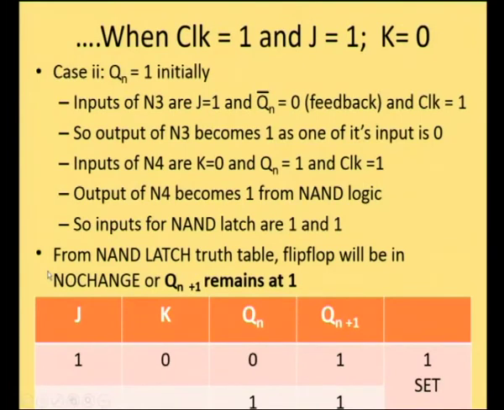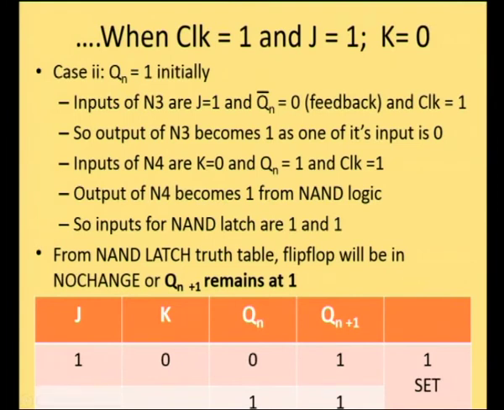When clock is 1, J equal to 1 and K equal to 0, at the same time Q equal to 1 initially. Inputs of N3 are J equal to 1, Q bar equal to 0, which is fed back from the output, and the clock is 1. So, you already know the output of N3 has to be 1 from the NAND truth table, as well as let us look at the inputs of N4. What are they? K is equal to 0, Q is equal to 1 and clock is equal to 1. Because one of the inputs of NAND gate is 0, you know the output will definitely become 1.